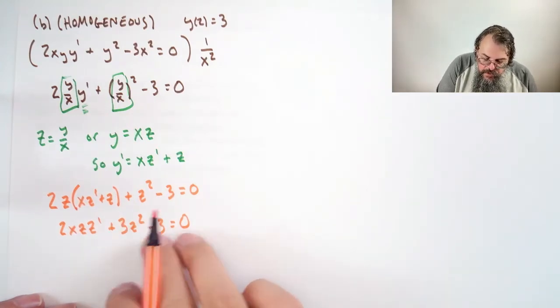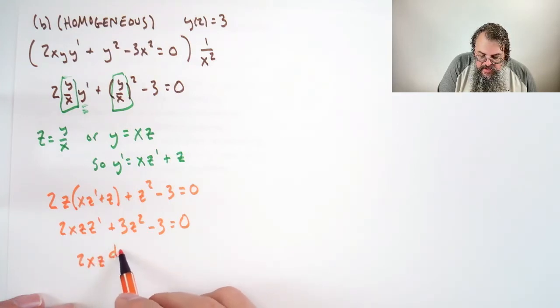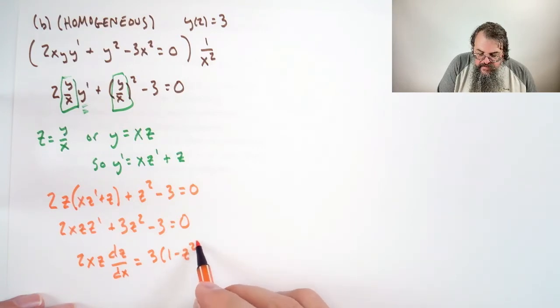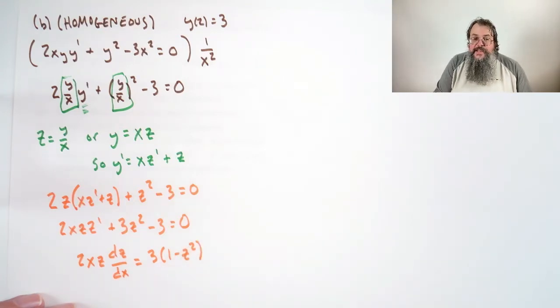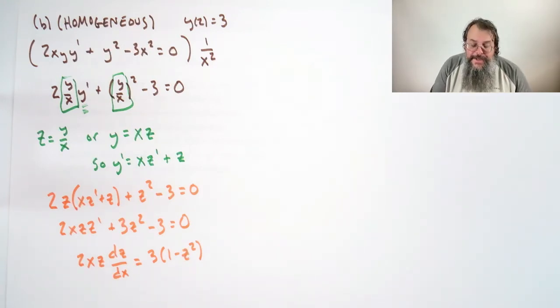Well, let's move the part not attached to the z prime across. 2xz dz dx is equal to 3. In fact, since they both have 3, let's go ahead and factor that. 3 times 1 minus z squared. And now, well, we'll rewrite a little bit. Okay, so what will this become?